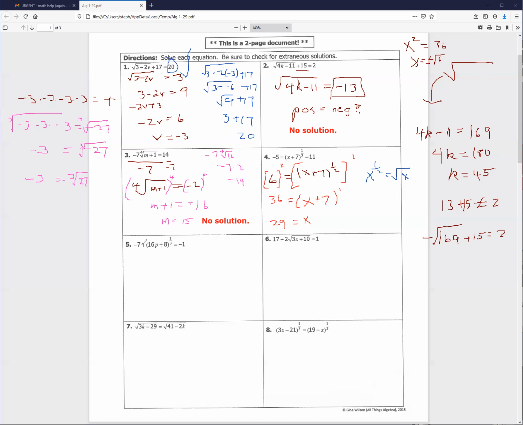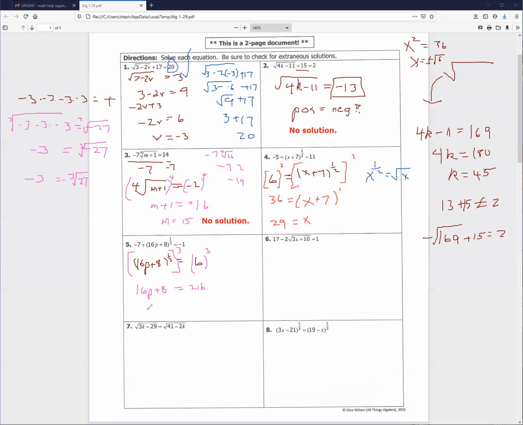So we're going to add 7 to both sides to get rid of this negative 7. So 16p plus 8 to the 1/3 is equal to 6. And then we will raise to the 3rd power to get rid of the exponent we've got. And we get 16p plus 8 is equal to 216.